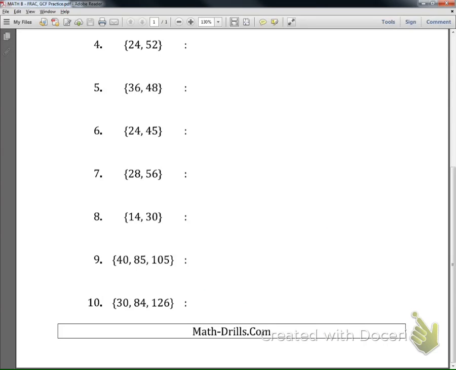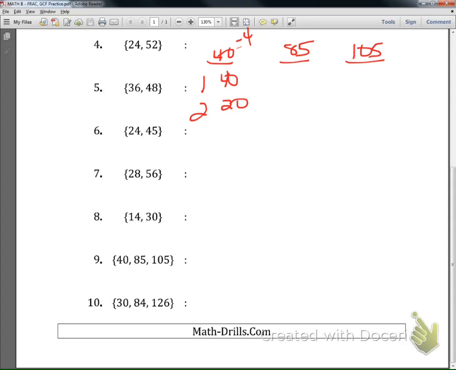Alright, let's look at number 9. We have 3 numbers, and we have to find the greatest common factor between all 3 numbers. So you're going to follow the exact same procedure. Let's write all the factor pairs of 40, all the factor pairs of 85, and all the factor pairs of 105. So 40, we have 1 and 40, 2 and 20.